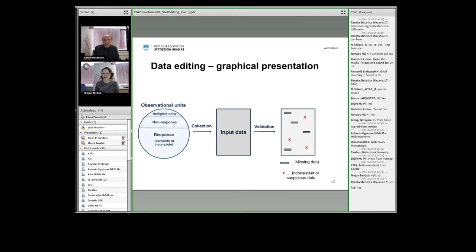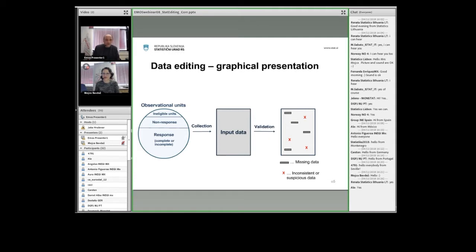We want to get rid as much as possible of this missing data and inconsistent data. Well, I will not say all of them. We will talk about this later, but we want to get rid of most of them.